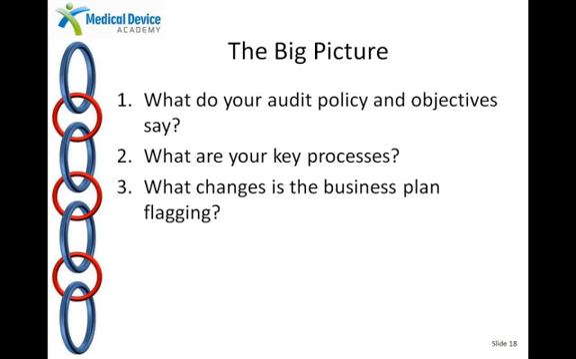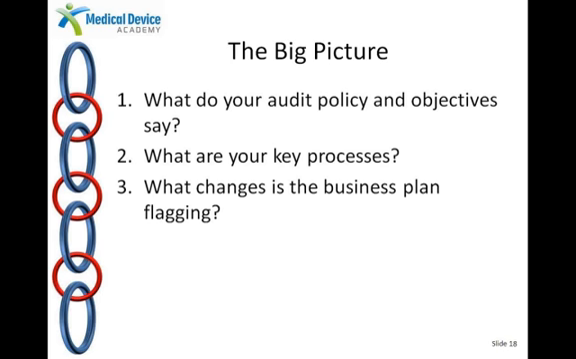Number 3, what change is your business plan flagging for this year? There could be a shift to a new production line, maybe a new market that you want to be selling into, which has different regulatory requirements that need to be reflected in your quality management system. Maybe there's going to be some downsizing that's going to have an effect on morale in the company that also could affect the timing of your audits, or a whole range of things that maybe wouldn't normally have been in your audit program.